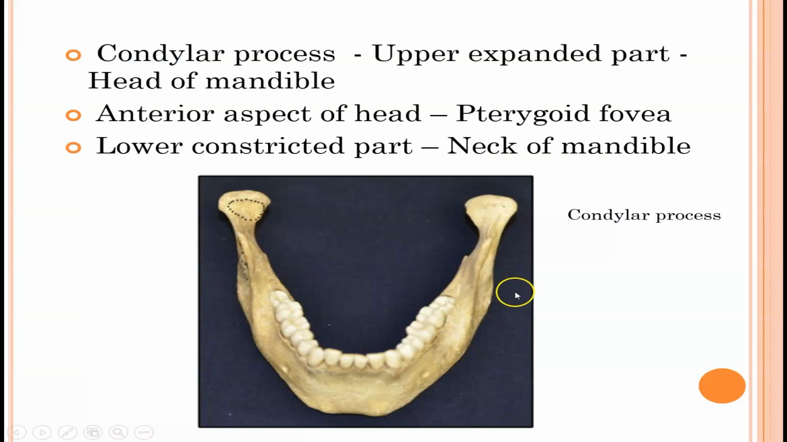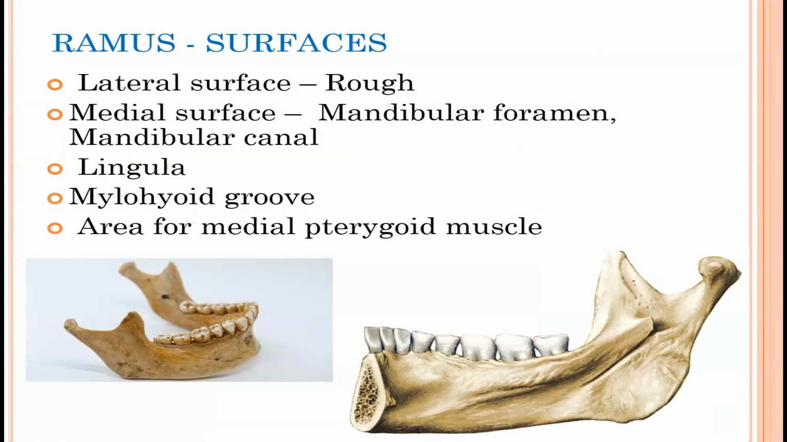In the condylar process, the upper portion is expanded and forms the head of the mandible. This is the portion which forms the joint with the skull. And the anterior aspect of this process has a small depression where the lateral pterygoid muscle is inserted. So this area is called the pterygoid fovea. And these together form the condylar process, and just below the condylar process is the small constricted area called the neck of the mandible.